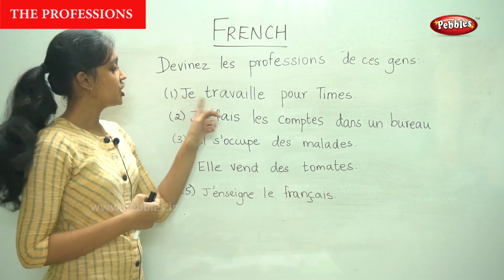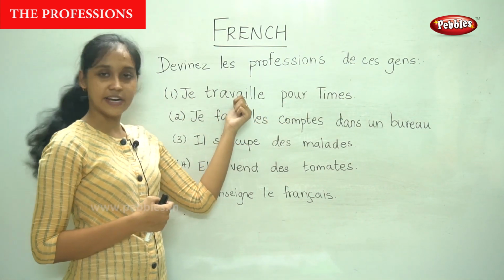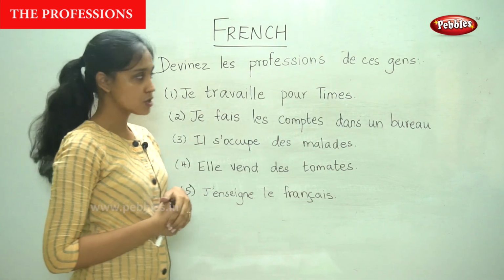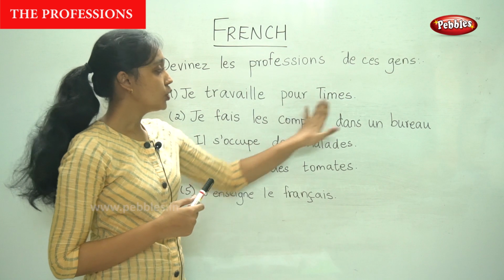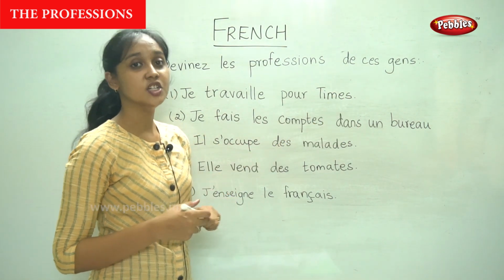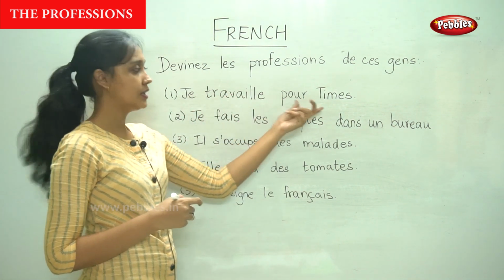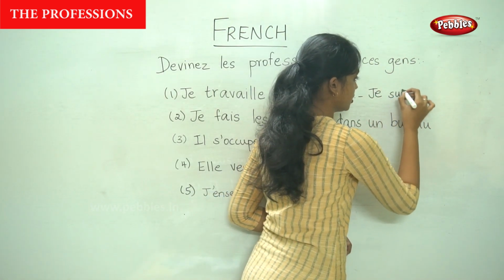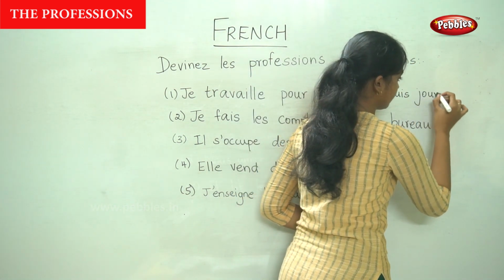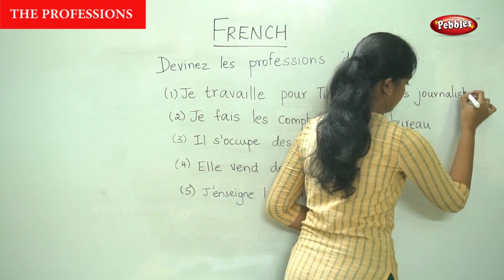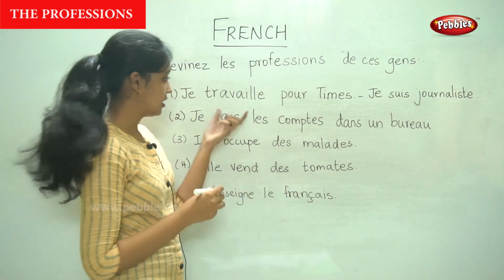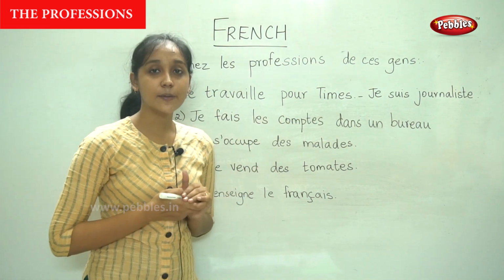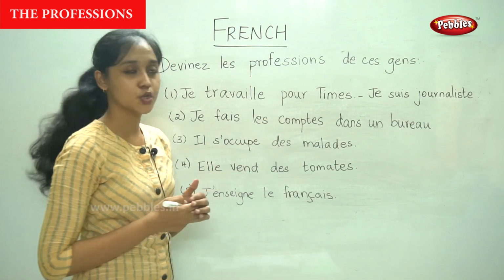So the first sentence, je travaille pour Times. I work for Times. So this person works for Times. So what is their job? We all know that if you work in Times, you are a journalist. So je travaille pour Times. I am a journalist. Je suis journaliste. So the description was I work for Times. So what is the name of that profession? It is a journalist, journaliste.